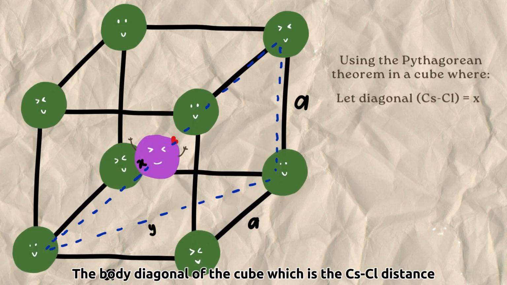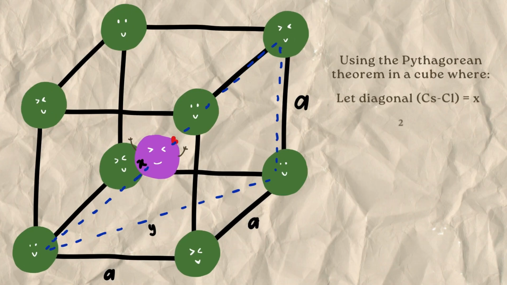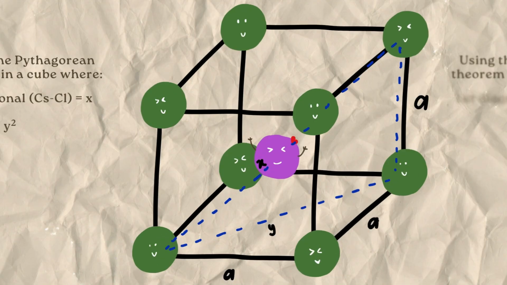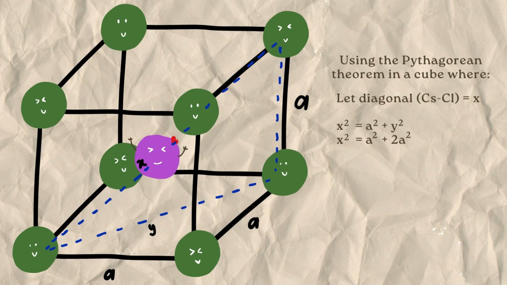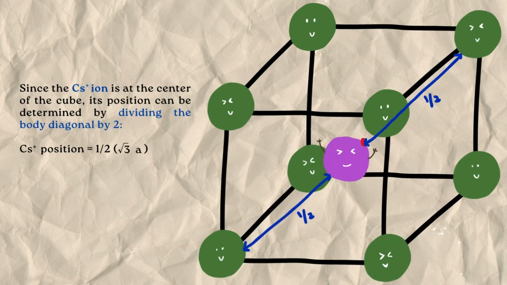The body diagonal of the cube, x, can also be determined using the Pythagorean theorem in a cube, where x squared equals a squared plus y squared. By substituting the value of y squared, we get x squared equals a squared plus 2a squared. So x squared will be equal to 3a squared. Therefore, the value of x will be equal to the square root of 3 times a. Since the Cs atom is at the center of the cube, its position can be determined by dividing the body diagonal by 2. The Cs position will be equal to half the square root of 3 times a.